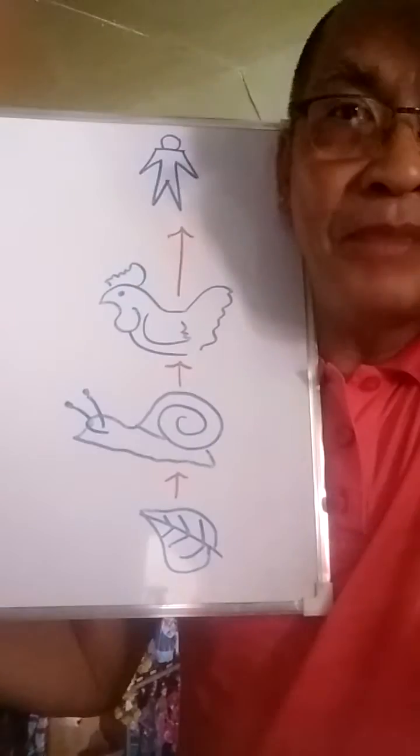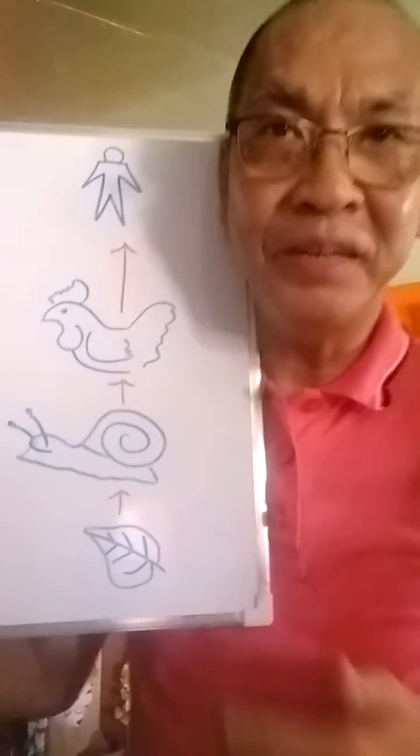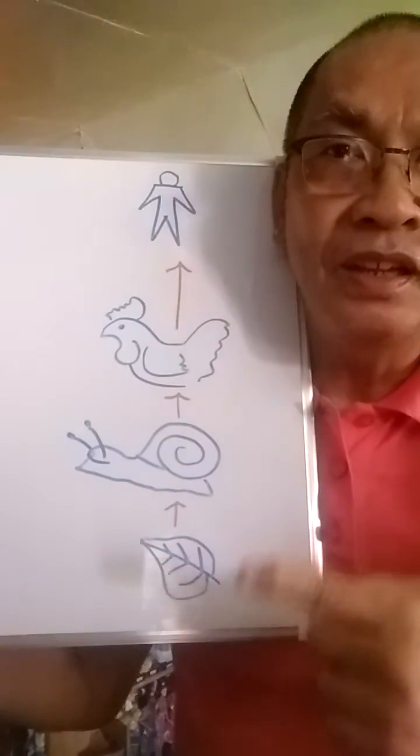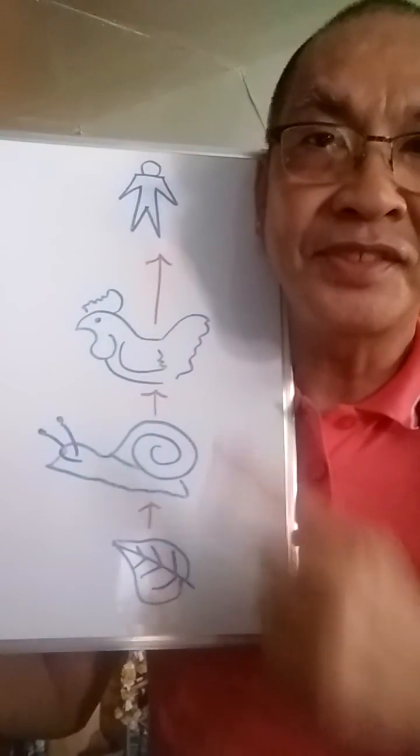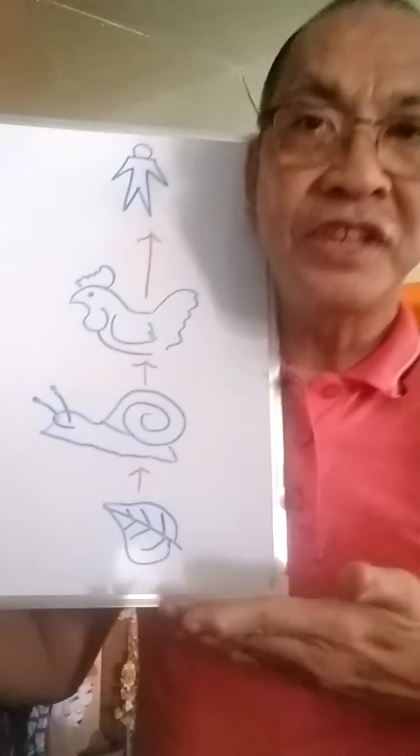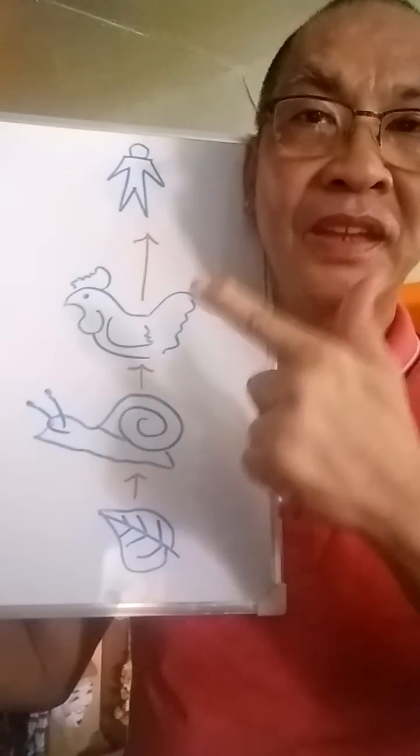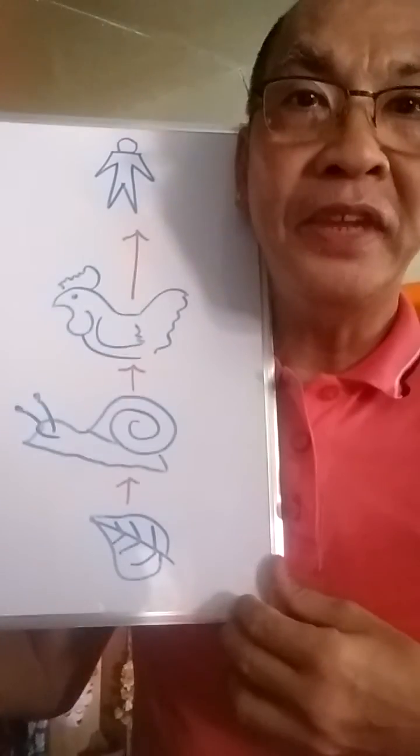Because no one is above man, unless, of course, there is a cannibal. Man becomes the top carnivore in this food chain. This food chain is composed of 4 trophic levels.